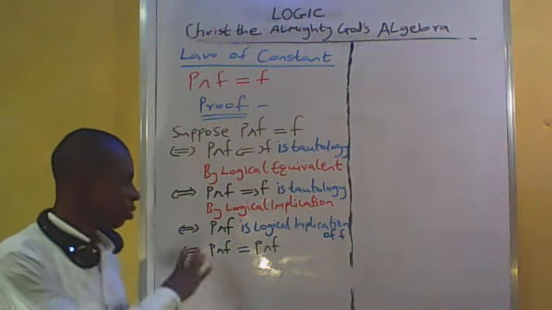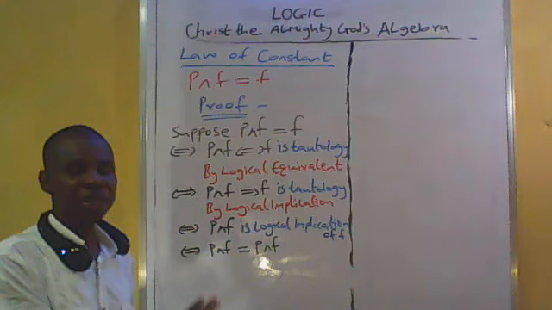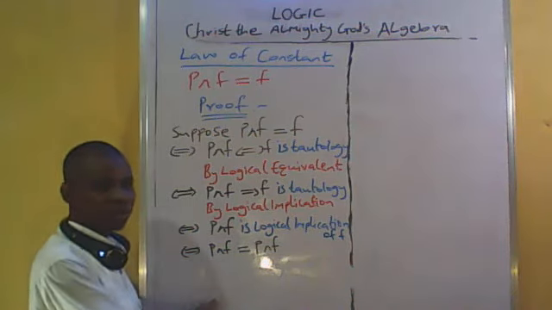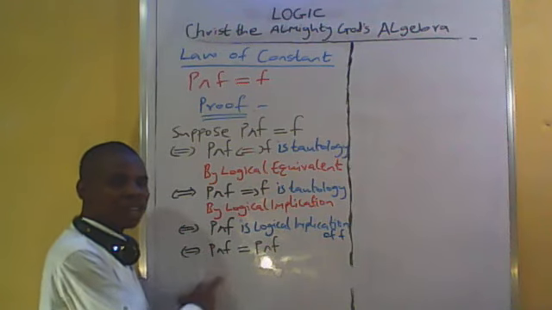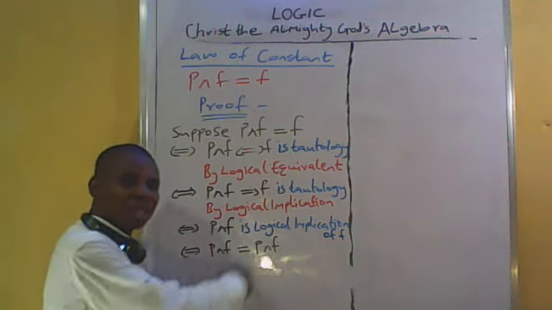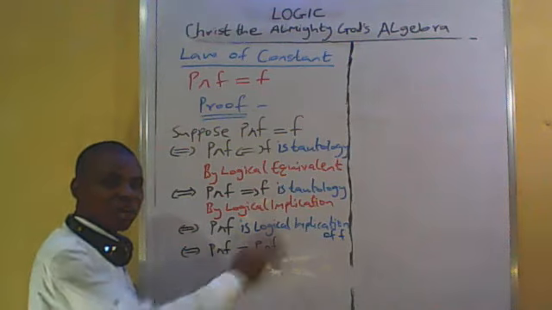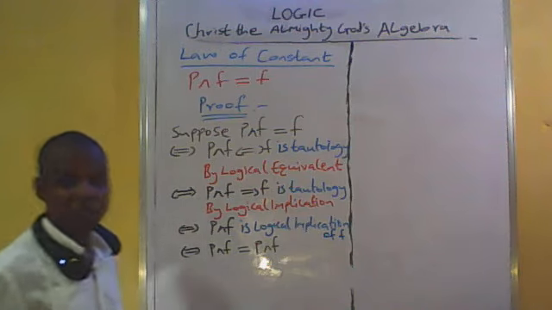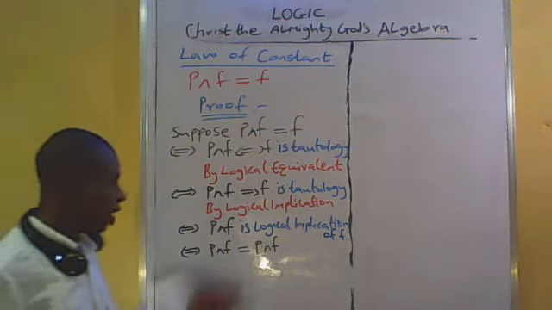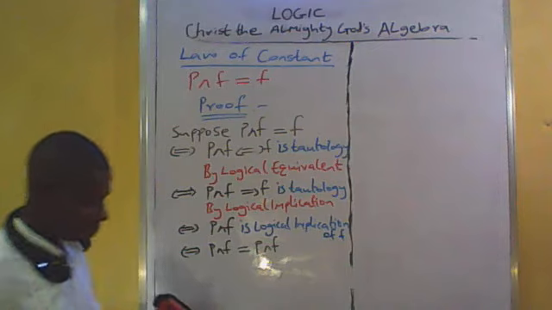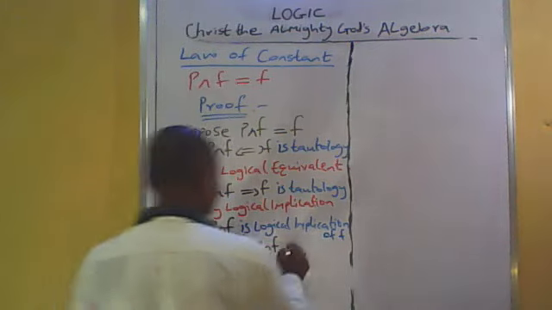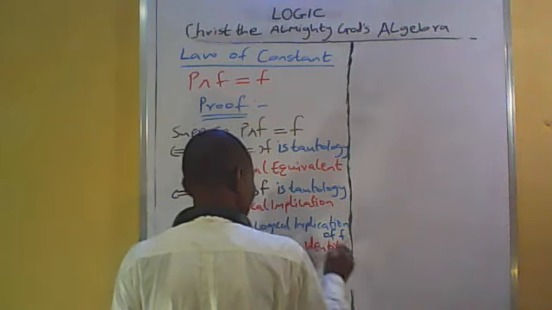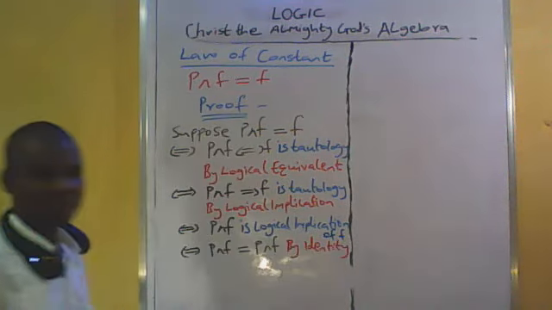But in this case, we always have it to be false. I mean, the valuation of the statement P and F is always false. So whenever the left hand side of P and F is false, the right hand side of P and F is also false. Whenever the right hand side of P and F is false, the left hand side is also false. We say it's logically equivalent, being justified by identity.